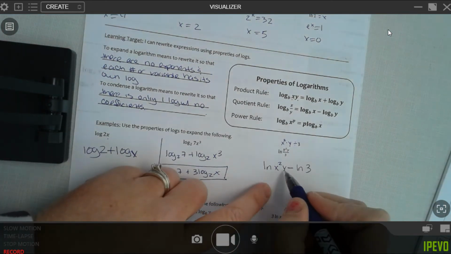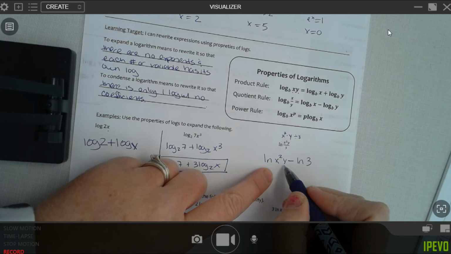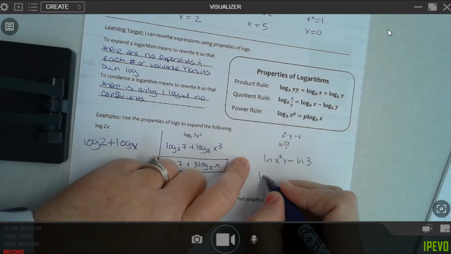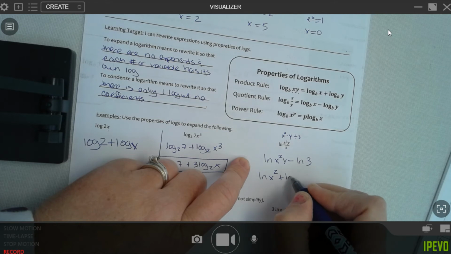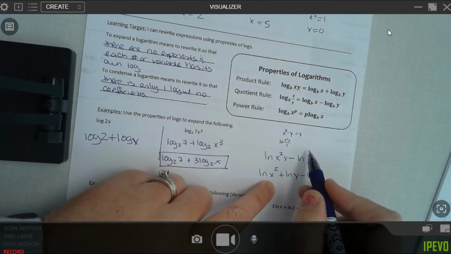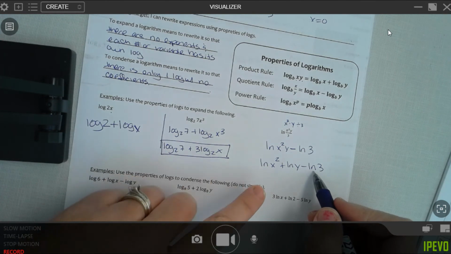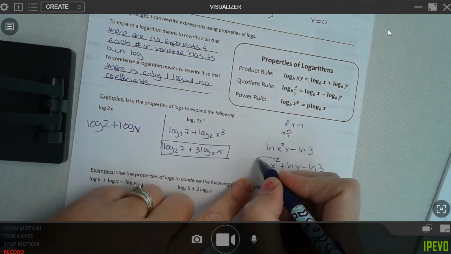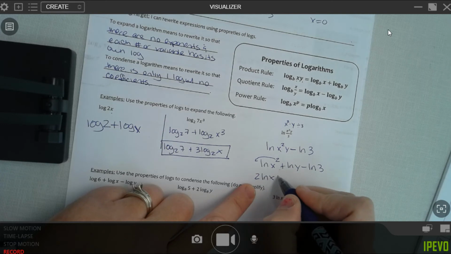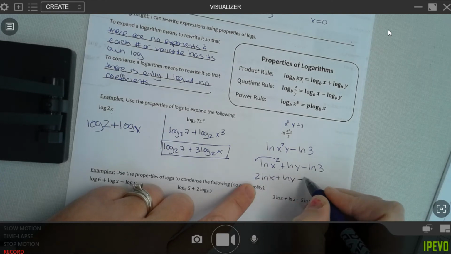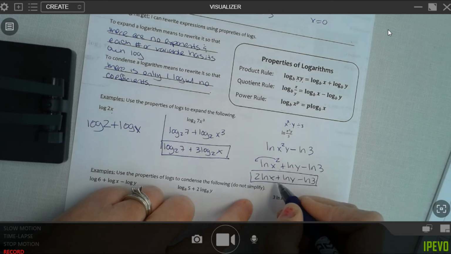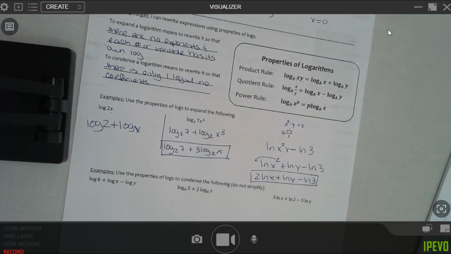Now I need to expand out this because this is an x squared times a y. So we need to use the product rule up here. So I'm going to have, so since that was multiplication, I split it up. The 3 is still back there hanging out. And there's nothing to do with it. Our last thing we got to do is to put all exponents out in front. So we're going to have 2 natural log of x plus natural log of y minus natural log of 3. So the addition meant we were multiplying and subtraction meant we were dividing.